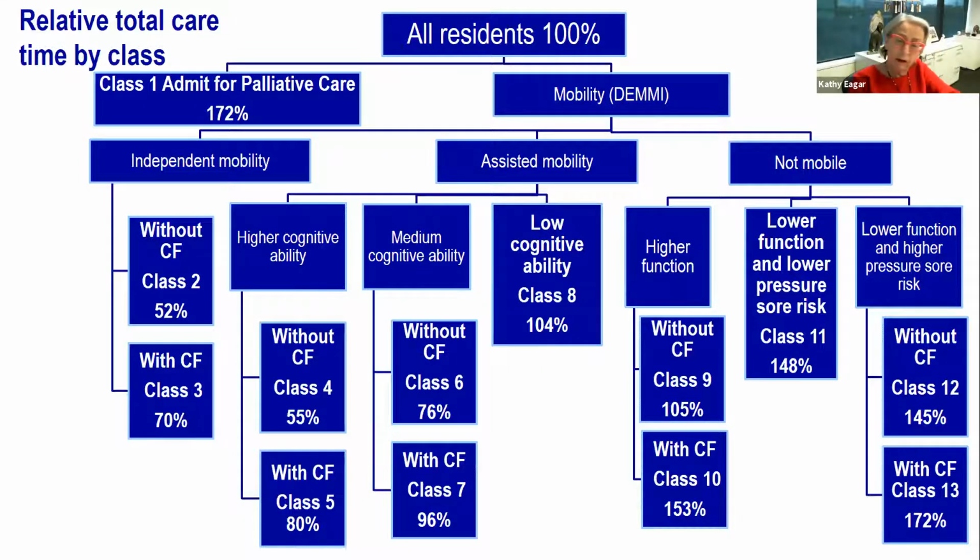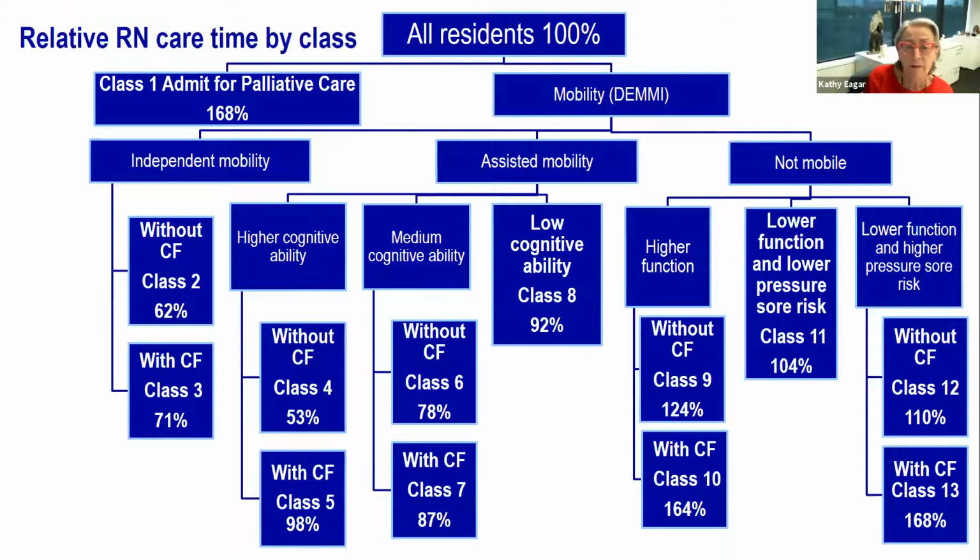So when we start to think about quality of care, there's two issues. One is how big is the 100%? How many minutes does that represent? And the second is the relativity between the classes, right? And how might you change that?